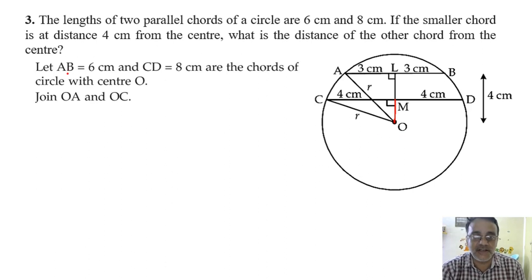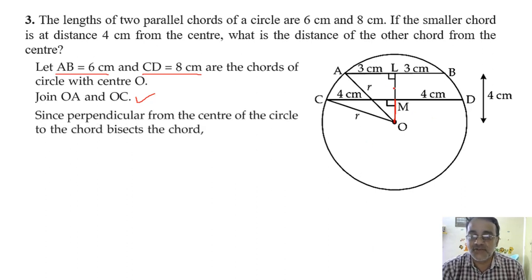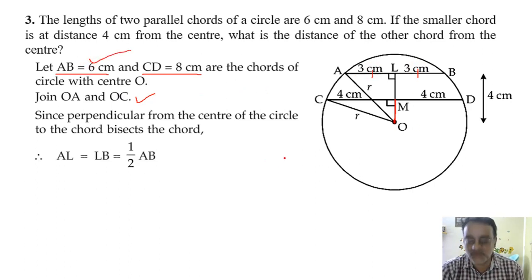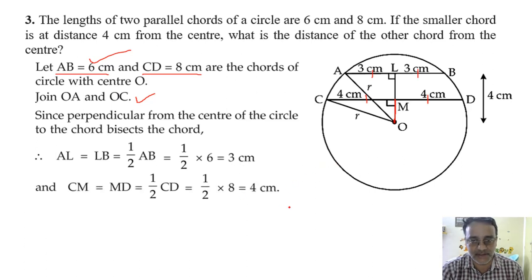Okay, so we'll start with the write-up work. Let AB equal 6 centimeter and CD equal 8 centimeter be the chords of a circle with center O. Join OA and OC, which are equal. Now we know that the perpendicular from the center to the chord bisects the chord. So AL equals LB equals half of AB. The length of AB is 6 centimeter, so half of 6 is 3. Both are equal to 3. Similarly, CM equals MD equals half of CD. So half of 8 will be equal to 4 centimeter.